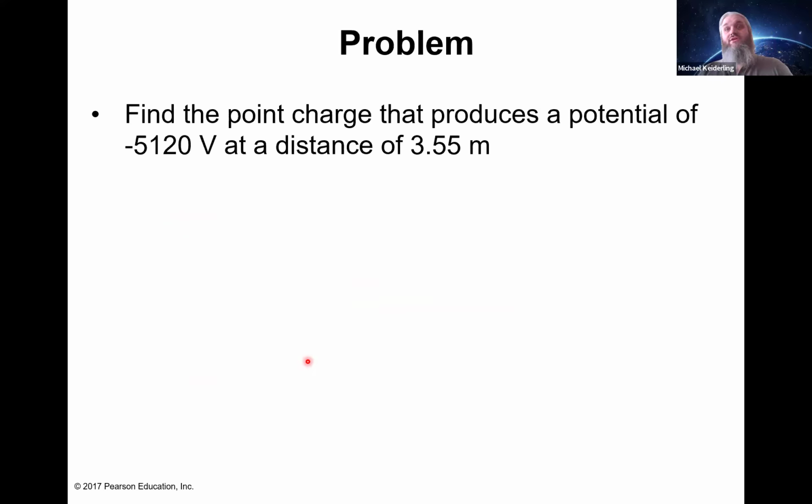Now here, it's sort of the other way around. We want to find the point charge that produces a potential of negative 5,120 volts at a distance of 3.55 meters.